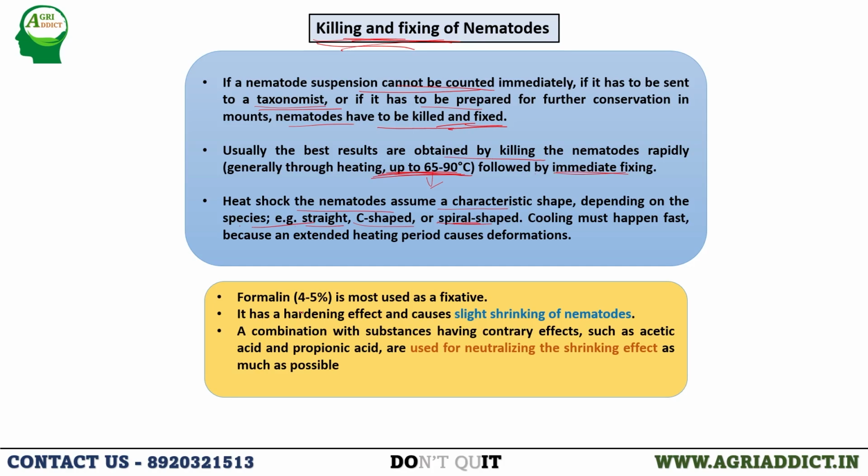The best fixing agent used for fixing nematodes on slides is formalin 4 to 5%. Formalin has one disadvantage: it causes slight shrinking of the nematodes as it has a hardening effect. So in order to reduce this effect, you will use some agents like acetic acid or propionic acid, which neutralize the shrinking effect that follows the use of formalin.